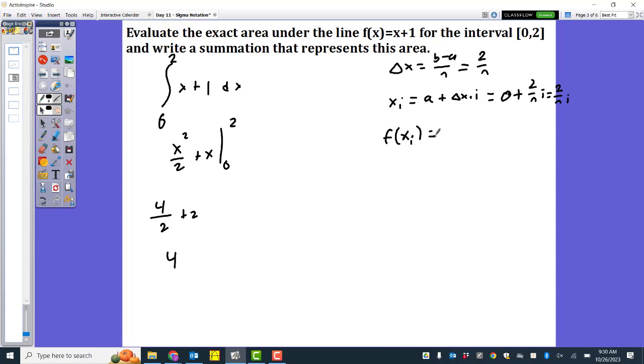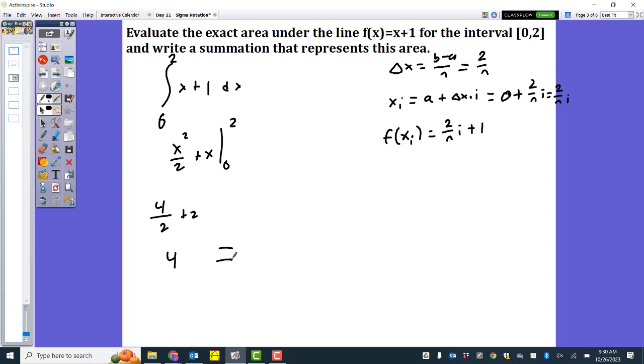So that means we're going to plug x sub i, the 2i over n, into our equation. So it's 2i over n plus 1. Now this is not the i that's like the square root of negative 1. This is just a value that we use in summations. So now we're going to plug all this into our limit sum notation.